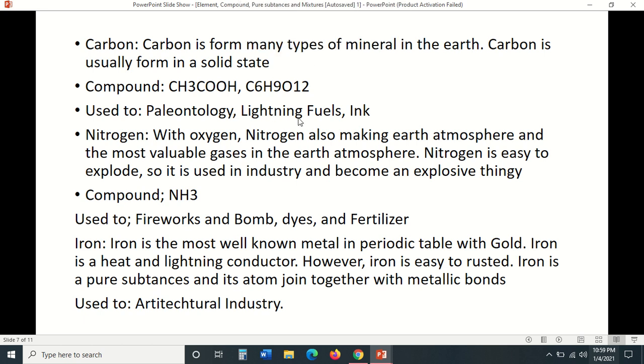So lightning fuels is forming. One of them is coal, and coal is formed from carbon, the element that also helps form coal. And then the black color from ink comes from carbon. And then there's also nitrogen. With oxygen, nitrogen also makes up Earth's atmosphere and is one of the most valuable gases in it.